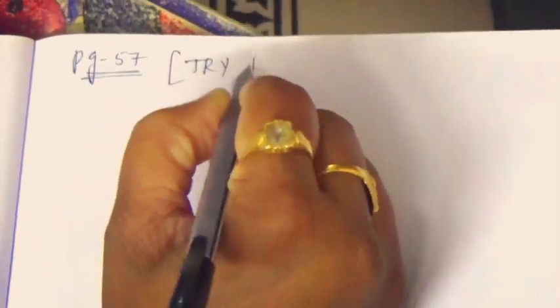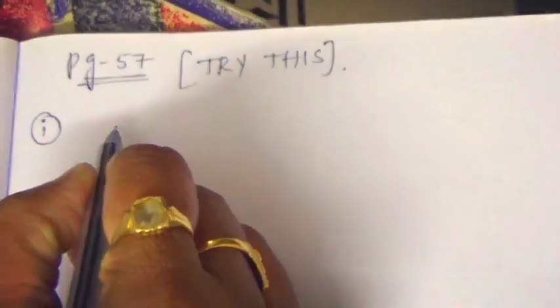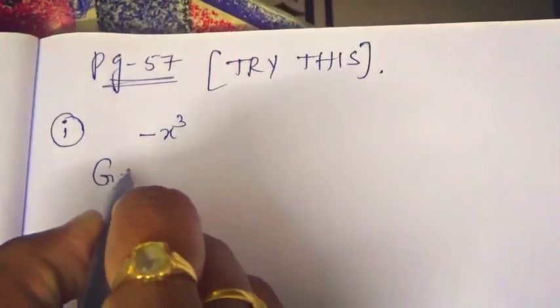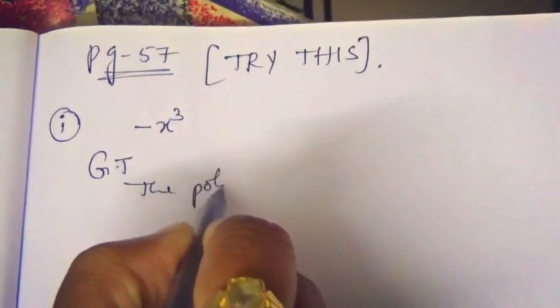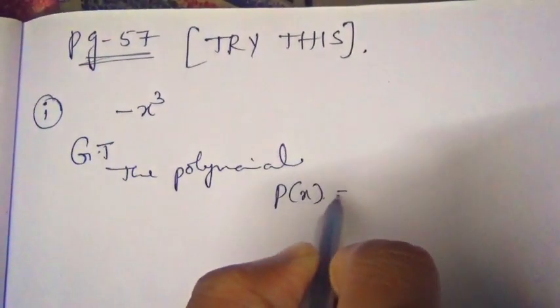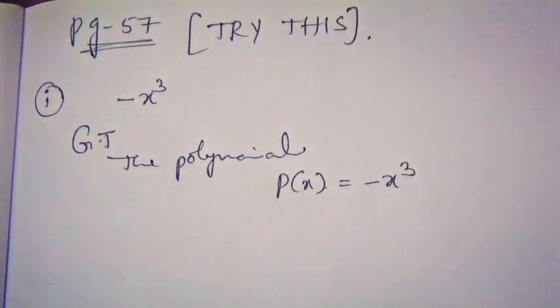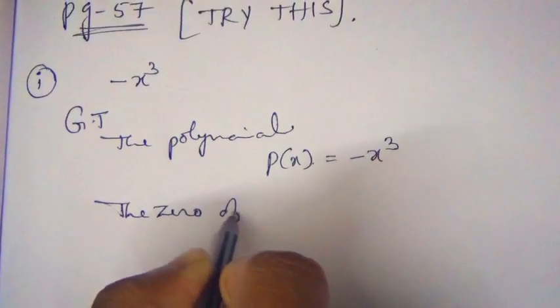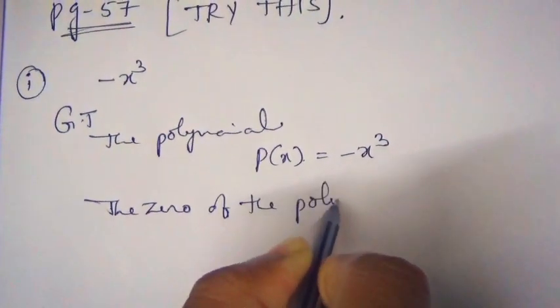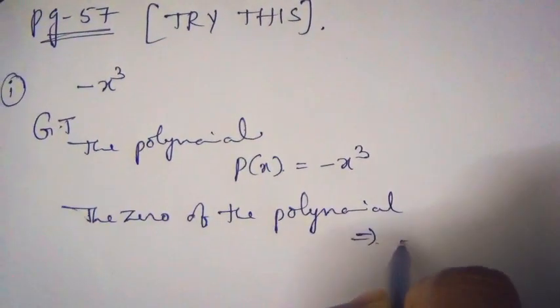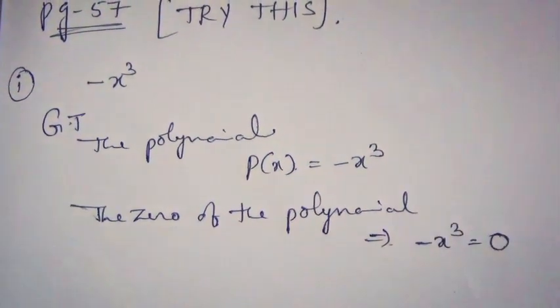try this. The first question is minus x cube. We have to take this polynomial as given, the polynomial p of x is equal to minus x cube. The zero of the polynomial. That implies minus x cube is equal to 0.